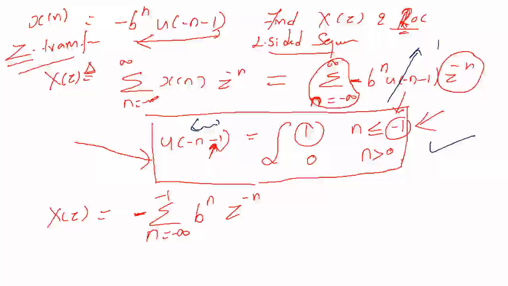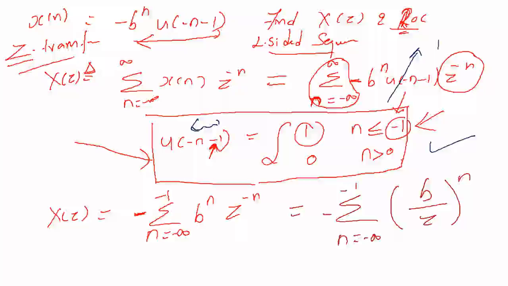Okay, so how can I write this one again? This equation can be further written as summation of n equal to minus infinity, right, b by z power n. Nothing else, I just moved z power minus n to the bottom, that's all.